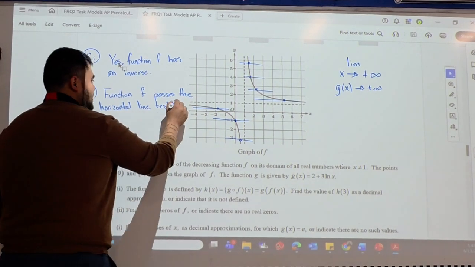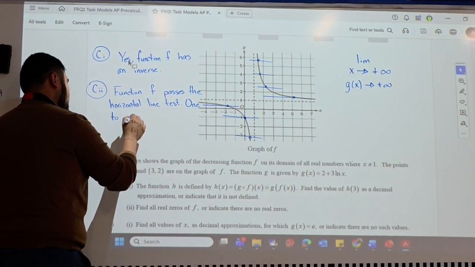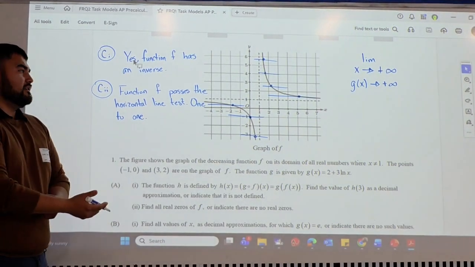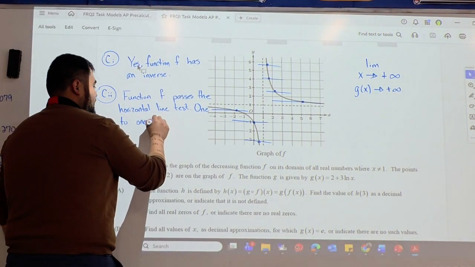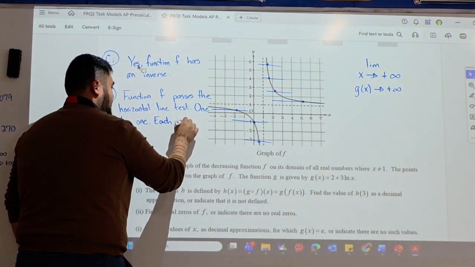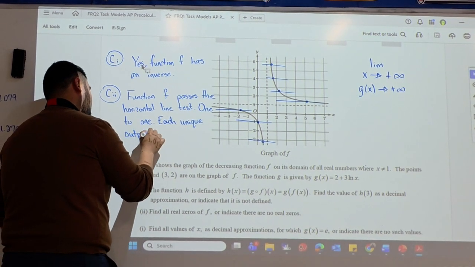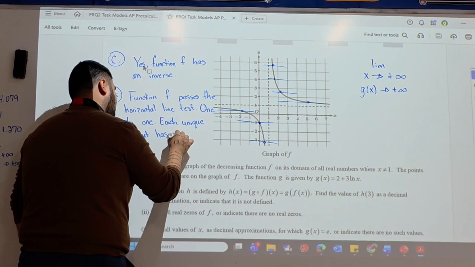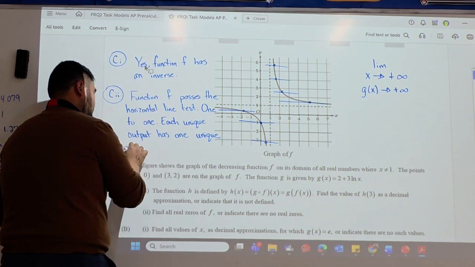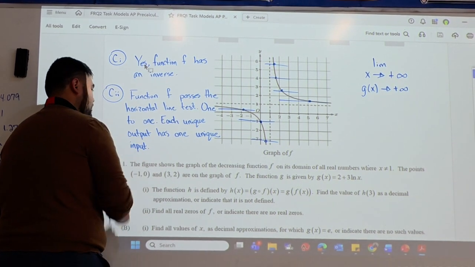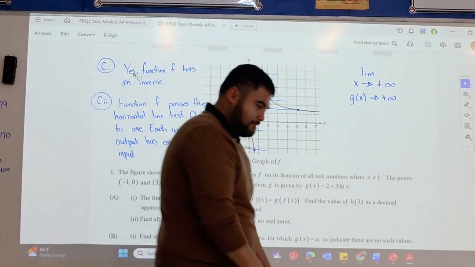You can say it's one-to-one, but that's still not good enough. You have to specifically state that each unique output has one unique input. Ta-da! That's it. Good luck.